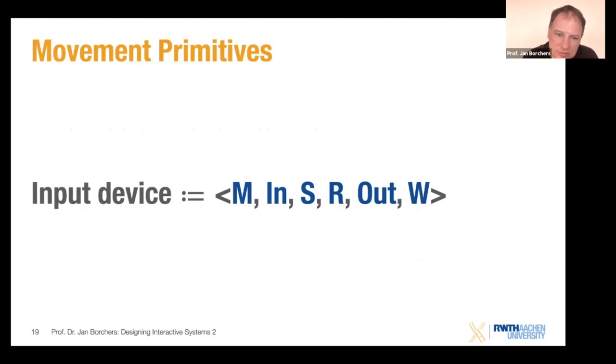So the authors said that the mechanical input devices that they could see at the time could be described as a tuple containing six components. The first component would be the manipulation operator, M. This is basically telling you what kind of physical manipulation I have to do to a device. For example, a button needs to be pushed straight down, which you could consider a movement in the Z direction, away from the user, if we make that assumption for the coordinate system.